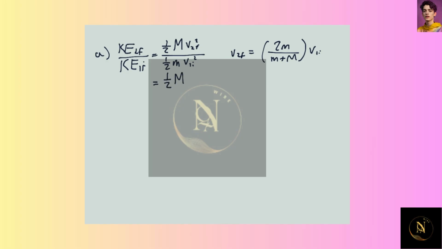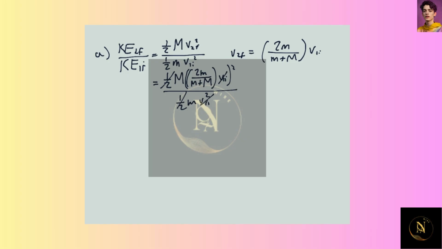1/2 m multiplied by V1I, also all squared, then divided by 1/2 m V1I squared. Now what we can do is remove our common factors from this division that we have, creating a much easier mathematical problem to solve.